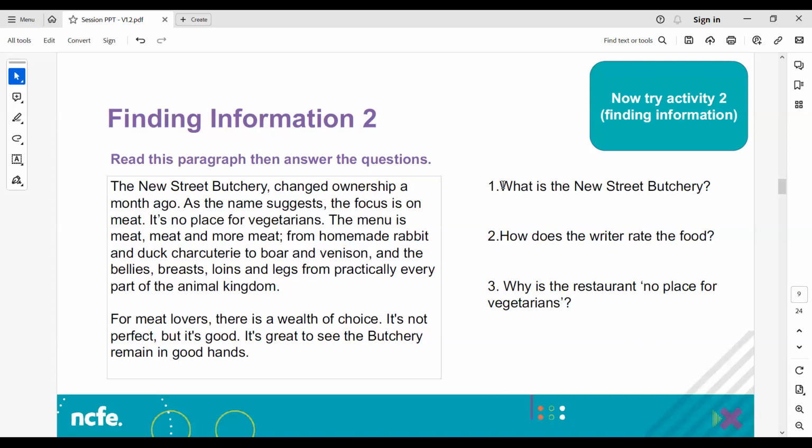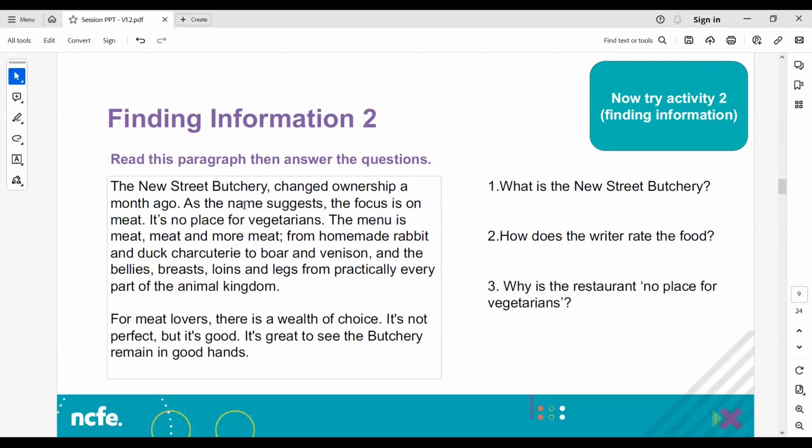So what is the New Street Butchery? We're going to be scanning for those 3 words, New Street Butchery. But we don't find the answer. It doesn't say what the New Street Butchery is. So we need to use the information given to infer or to interpret what it actually is. Can anybody tell me the answer to that question? It is a place for vegetarian. It's a meat shop.